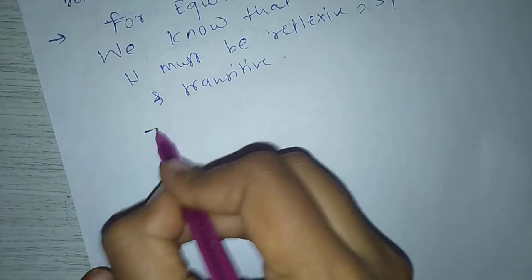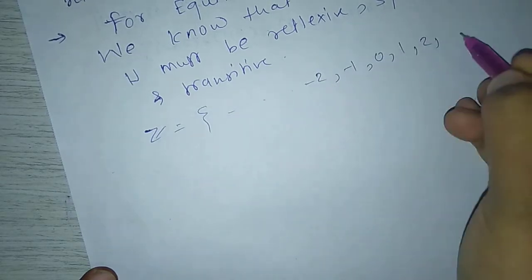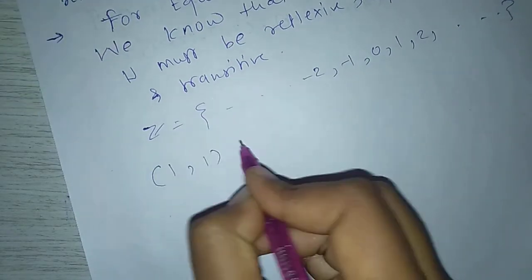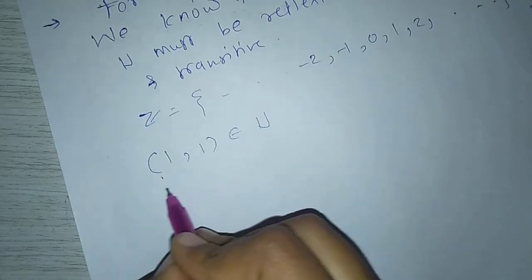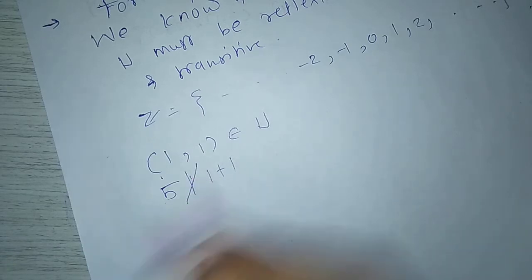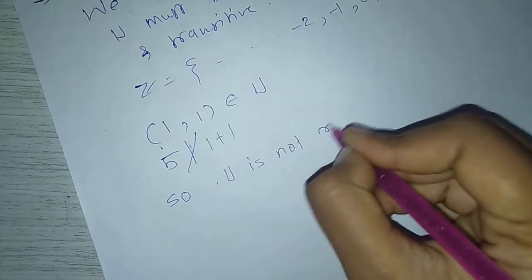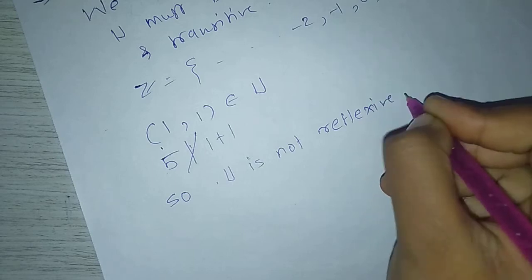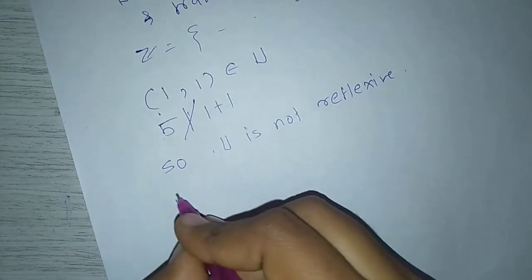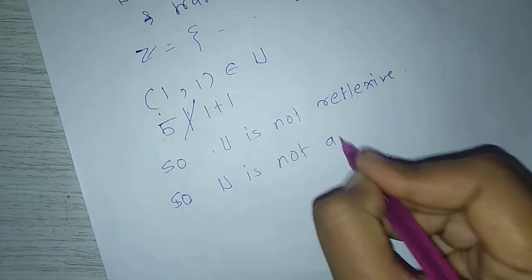Here set Z contains -2, -1, 0, 1, 2 and so on. Reflexive means a relates to a. Here (1, 1) belongs to U. So, does 5 divide 1 + 1? No, 5 does not divide 1 + 1. So U is not reflexive, which means the first property does not hold. So U is not an equivalence relation.